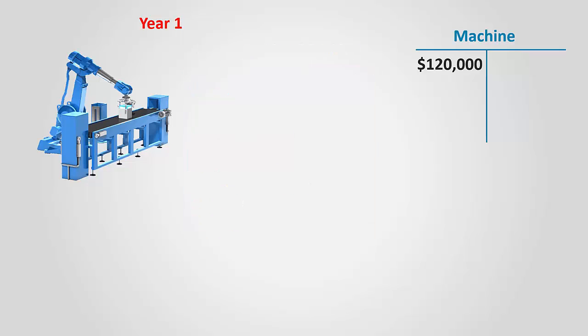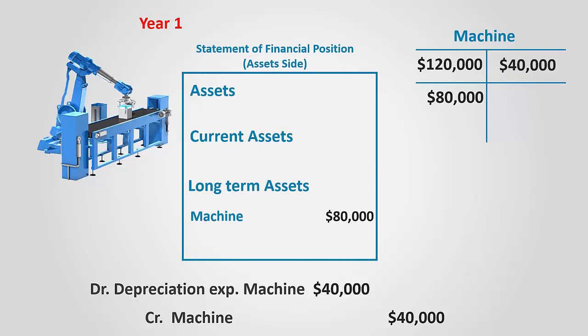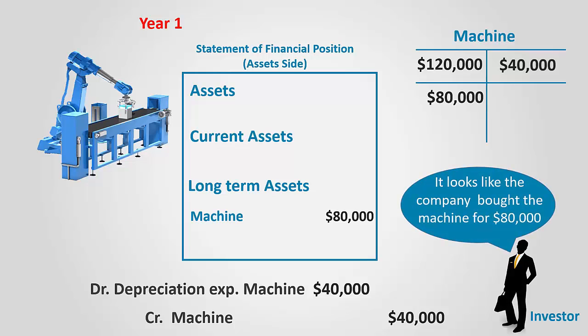If we are calculating depreciation expenses by debiting the depreciation expense and crediting the machine itself, at the end of the first year, the machine's value on the statement of financial position is $80,000. Readers of the statement of financial position will get the impression that the business bought the machine for only $80,000.